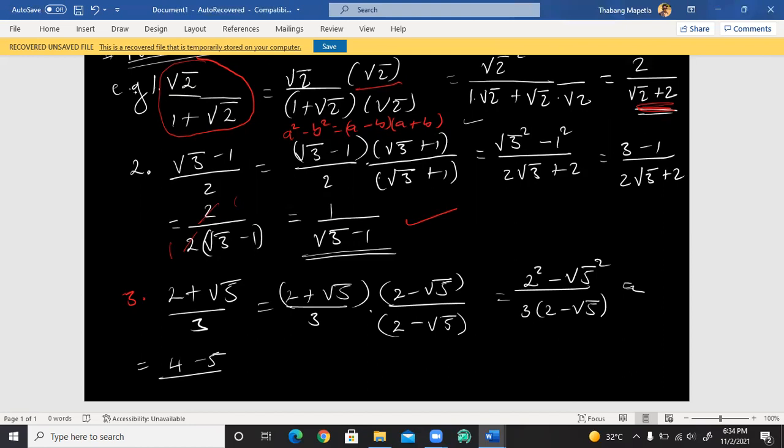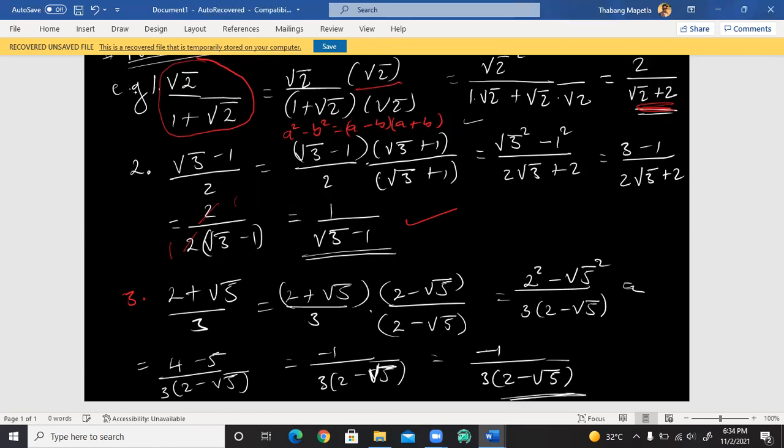And then beneath, you're going to have 3 times (2 minus root 5), right? And then you're going to have negative 1 over 3 times (2 minus root 5), right? This is nothing, please. The thing you see there, it's nothing. Don't worry about it. And then you close the bracket. So that is, let me write it properly: 3 times (2 minus root 5). So this will be our answer.